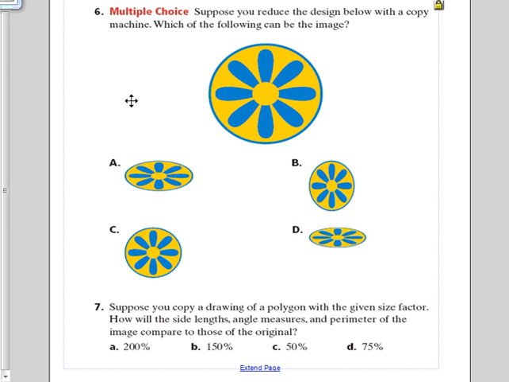This is Mr. Schaefer. And let's look at this problem real quick. Multiple choice. Suppose you can reduce the design below with the copy machine. Which of the following can be the image?